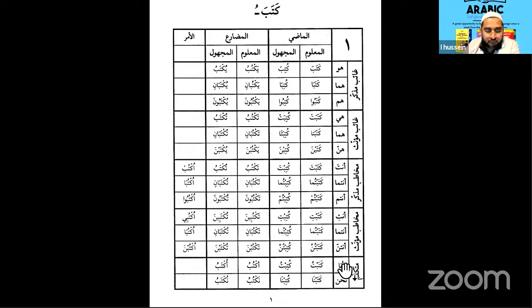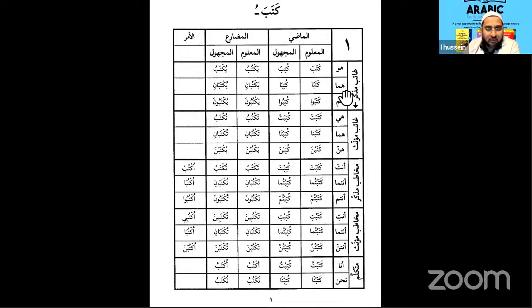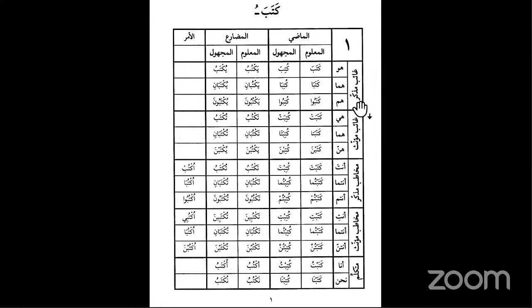Nahnu is we. Can we have these translated as well? What do you mean, in English as well? I haven't got this translated. I could, it's easy, you could work it out. He, they two, they all. She, they two, they all. You, one male. You two males. You all. If you find it difficult, I can translate. It's fine, it's easy. Anti, you one female. Antuma, you two females. Antunna, you all. I and we. Okay. Sheikh, are we supposed to learn all these as well?